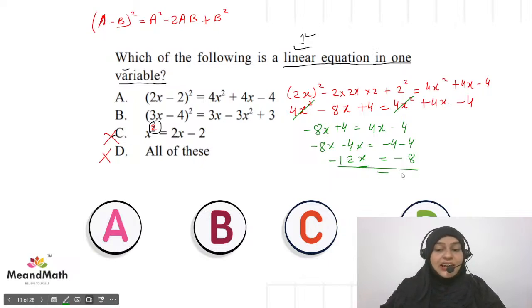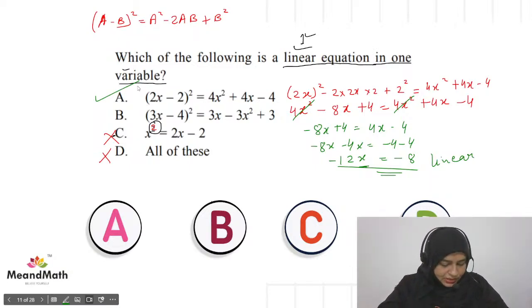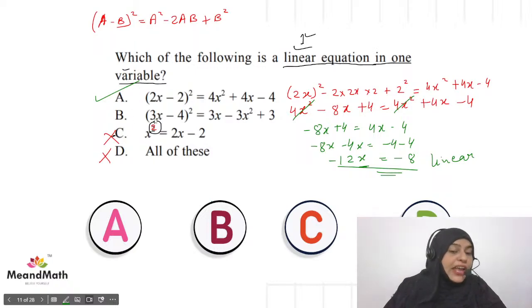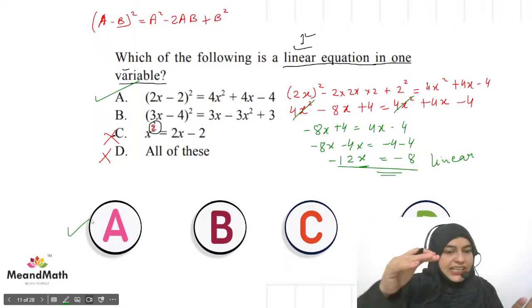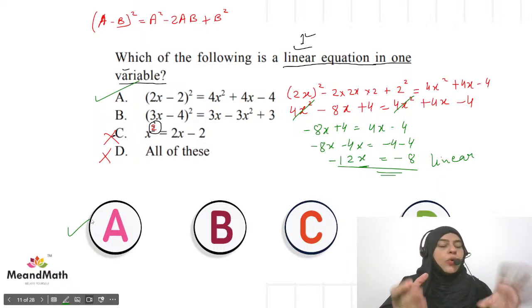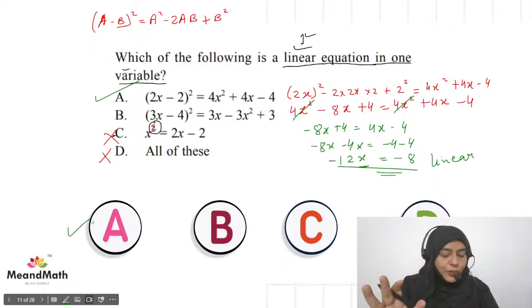This is our linear equation. This is our linear equation in one variable because the power of the variable is 1. So the correct option is A. B is not because it is not a linear equation. B is also not a correct option because when you are solving, we got our answer. Option A is correct. C and D, obviously it is not correct. We can only look at C and give our answer. That's not a correct option.